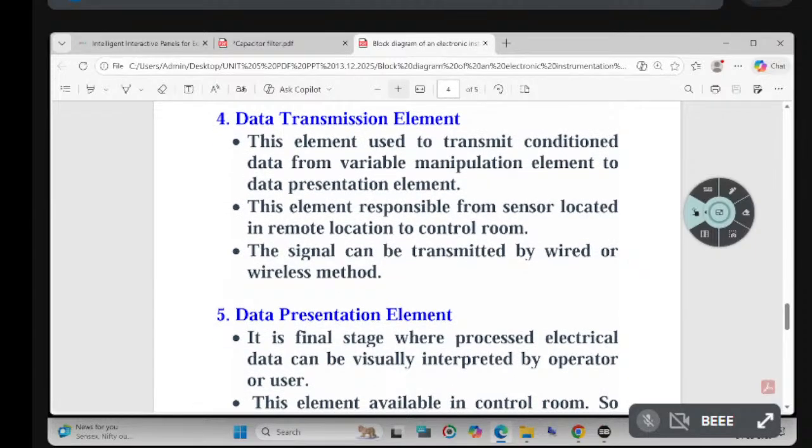The data presentation element is the final stage where processed electrical data can be visually interpreted by the operator. The electrical data are displayed or recorded. All the information is available in the control room, as display or recorded data.